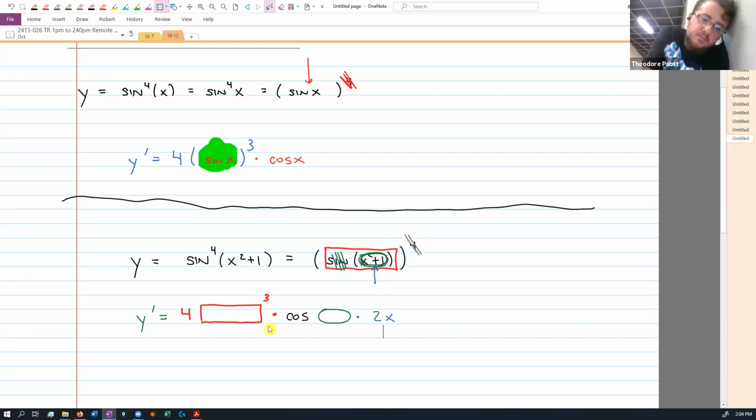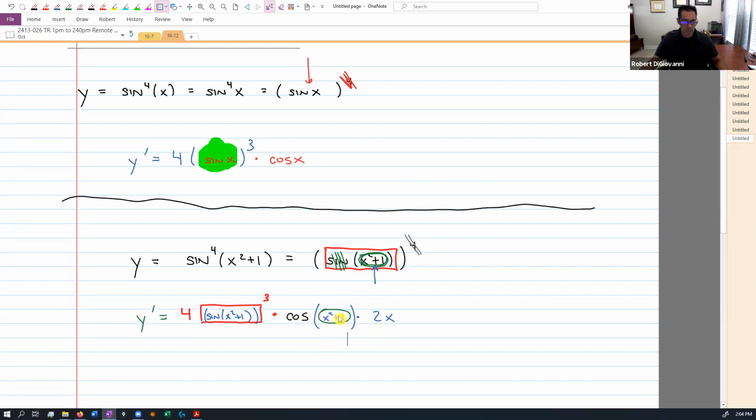And then you have to go replace things. So you replace the green oval with x squared plus 1. And you replace the red box with what? What's the red box? Sine of x squared plus 1, but then all of that to the third power. So look, that takes some time. Also I need this in parentheses because that's inside of the cosine. So again, if this is throwing you off, don't worry about it right now.